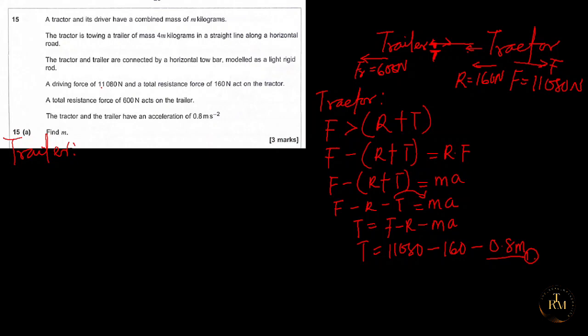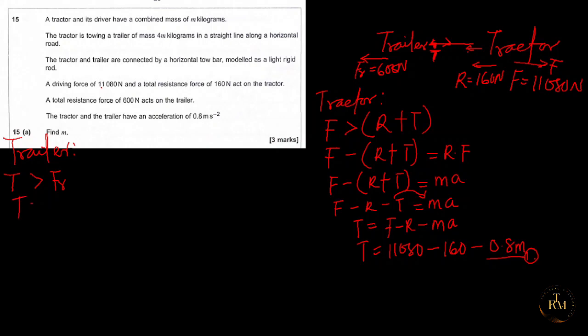For the trailer, there are basically just two forces acting. We have the tension in the rod that's pulling the trailer forward, acting to the right. And we have the resistant force from the trailer acting to the left, opposite to the forward tension force. The tension has to be greater than the resistant force because the object is moving forward. That's how forces work: the direction in which the object is traveling has the greater force.